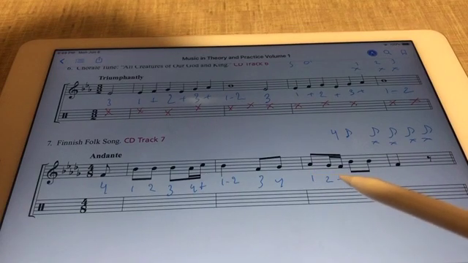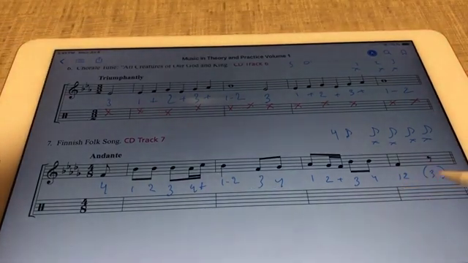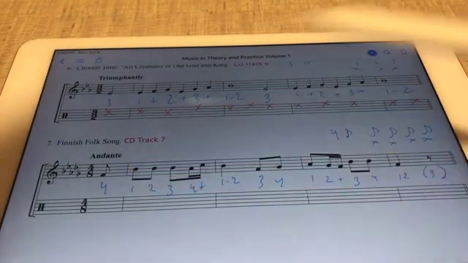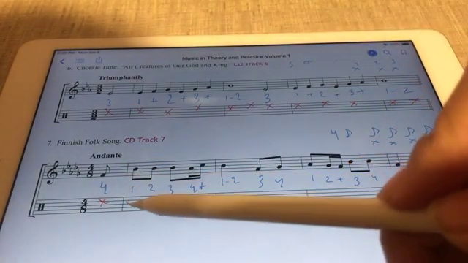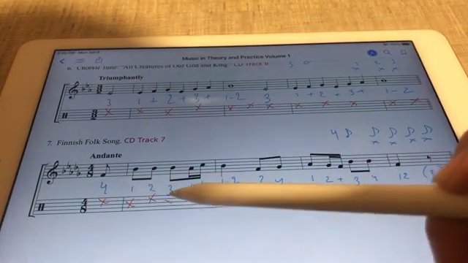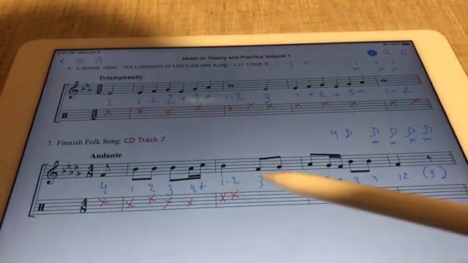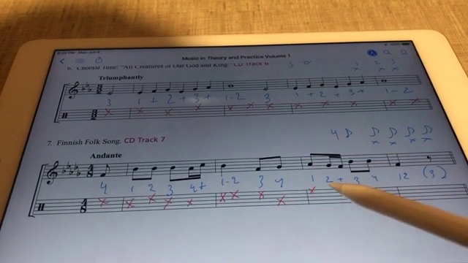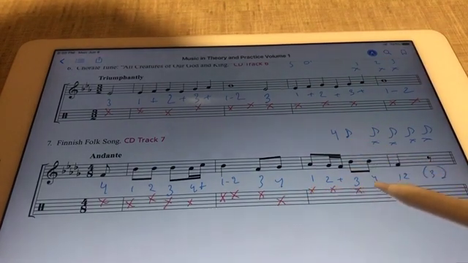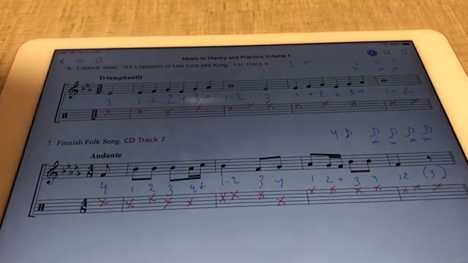1, 2 and 3, 4. 1, 2, 3. See here again my extremity, 1, 2, 3, and the 4 of it comes here. And therefore my pulse is on 4, 1, 2, 3, 4. This note takes 2 pulses, 3, 4. Here I have a pulse on 1, 2, 3, 4. This one takes 2 pulses and 3.